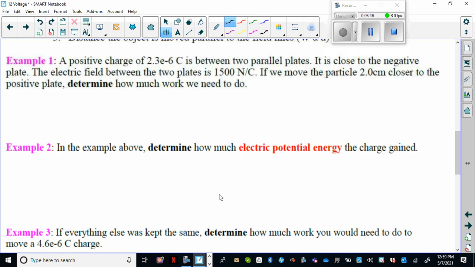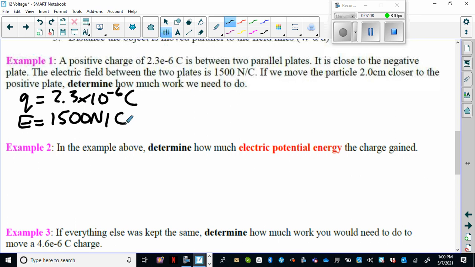A positive charge of 2.3 times 10 to the negative 6 coulombs. So let's just pound through these. Is between two parallel plates. It is close to the negative plate. The electric field between the two plates is, so they're giving us the electric field strength. Right? Always good to write things down as we read them. If we move the particle 2 centimeters closer to the positive plate, so we're going to move it a distance of 2.0 centimeters. Determine how much work we need to do.